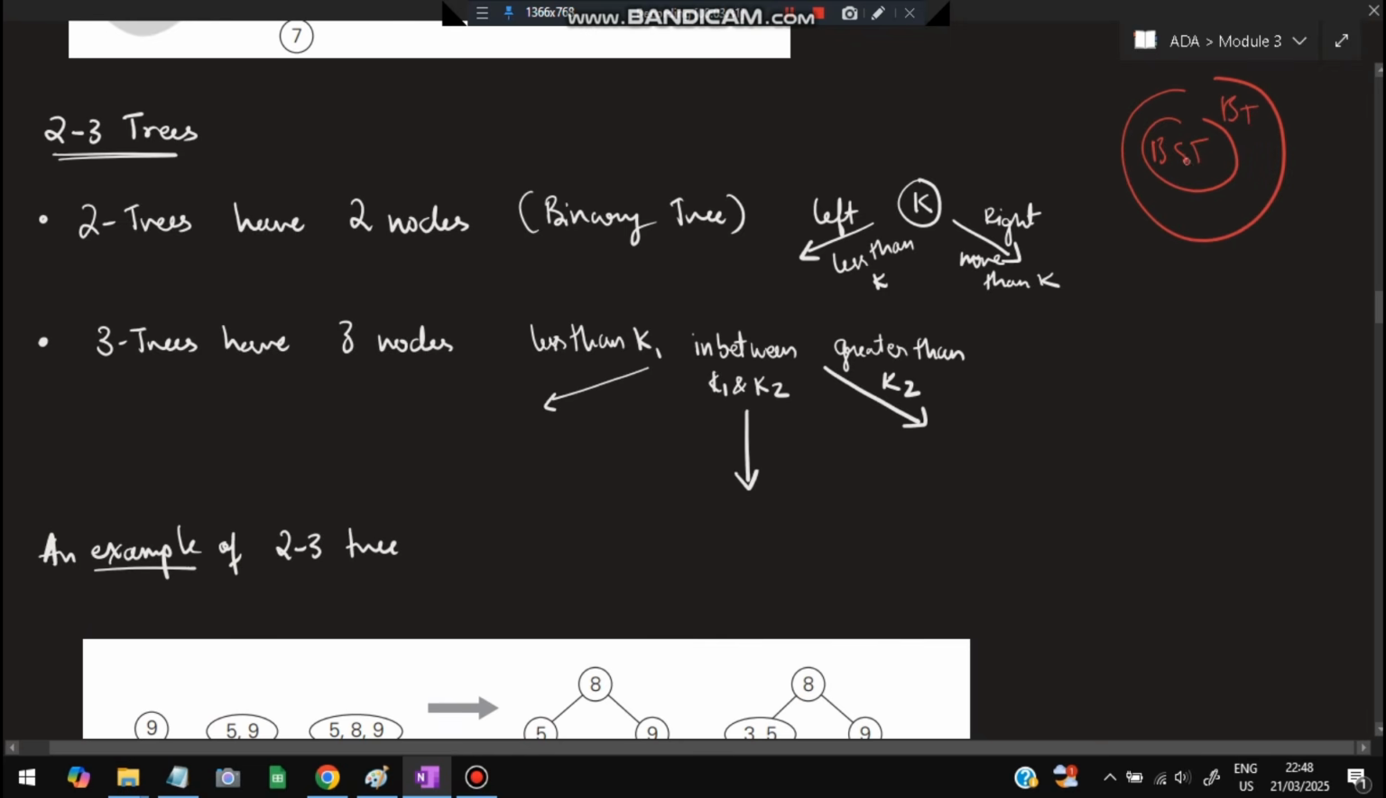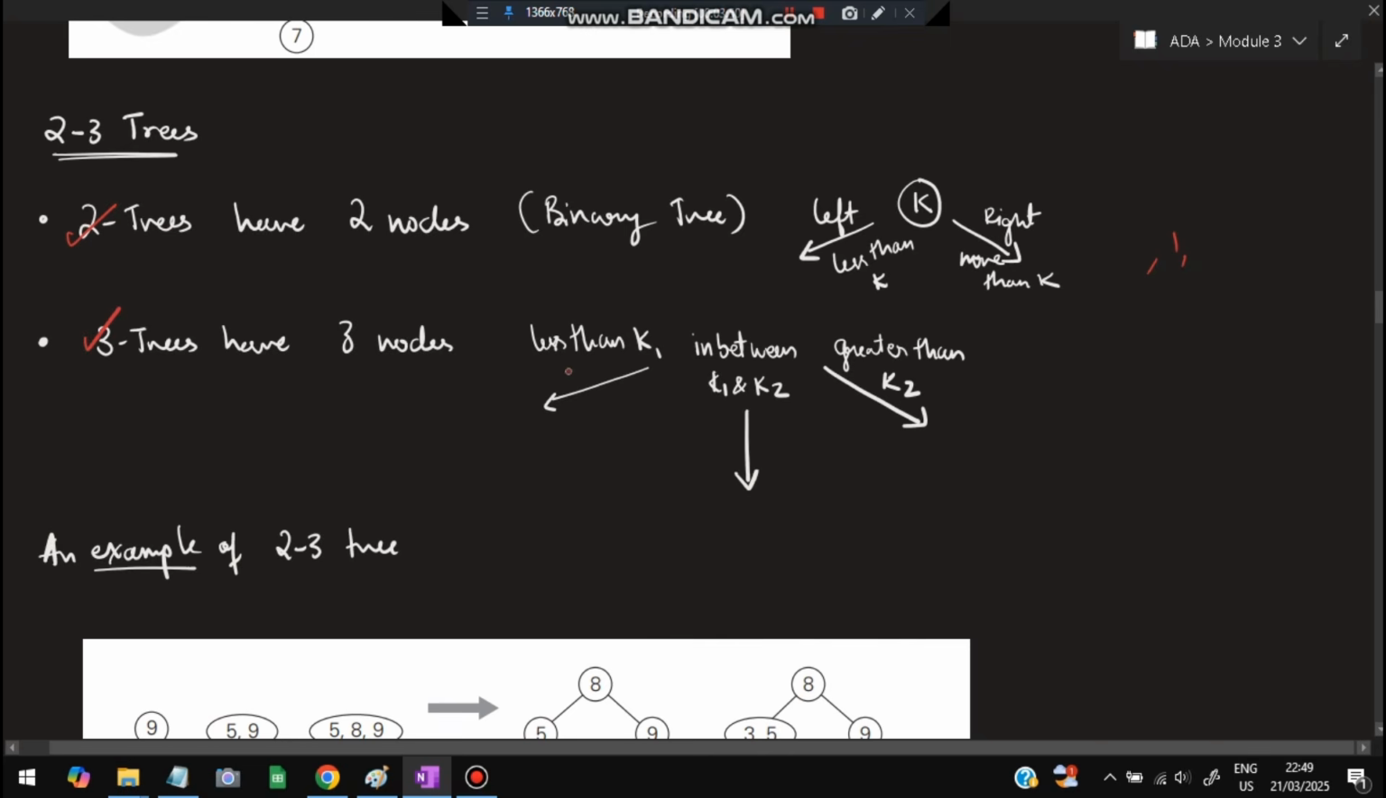The binary tree is the domain, and the sub-part will be the binary search tree. So for any node, whether the smaller one is on the left or right, even if it is reversed, it doesn't matter; it should have at most 2 nodes. That means 0 nodes can be there, 1 node can be there, and 2 nodes in the children. That tree is called a 2-tree.